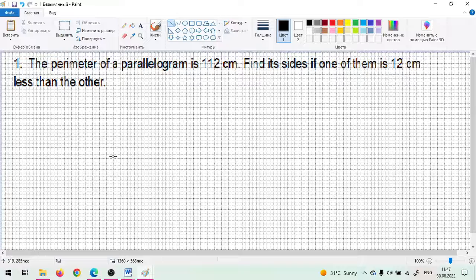The following problem should be written. Task is: the perimeter of a parallelogram is 112 centimeters. Find its sides if one of them is 12 centimeters less than the other. Let me build a picture. It's a parallelogram.